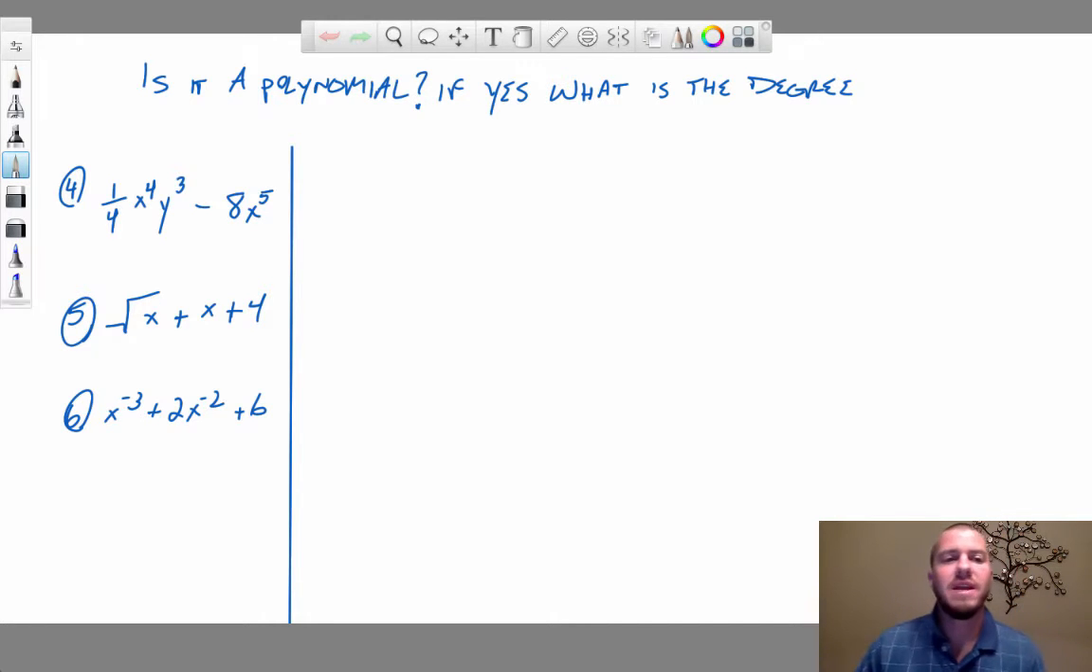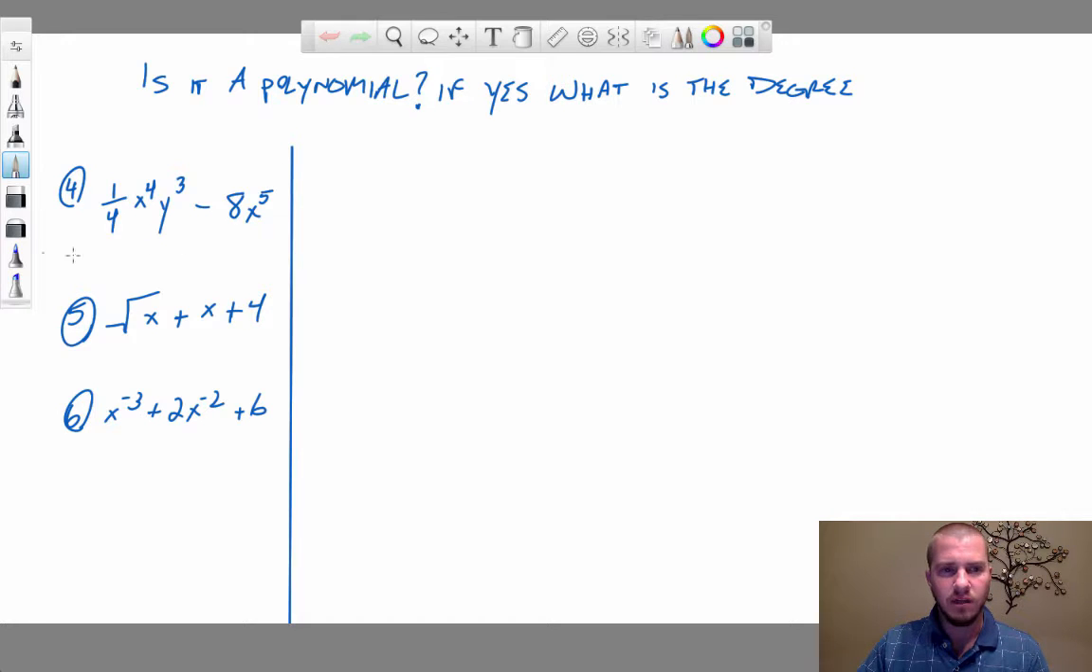So we're going to determine if an expression is a polynomial. So for this first one, 1/4 x to the 4th y to the 3rd minus 8x to the 5th. We're going to determine if an expression is a polynomial and determine what the degree is. The degree is going to be the highest exponent when it's in standard form. The highest exponent goes down in descending order to the lowest exponent or the constant.